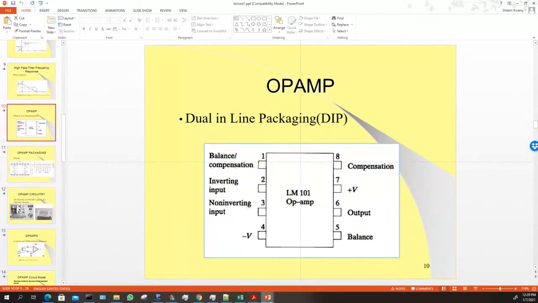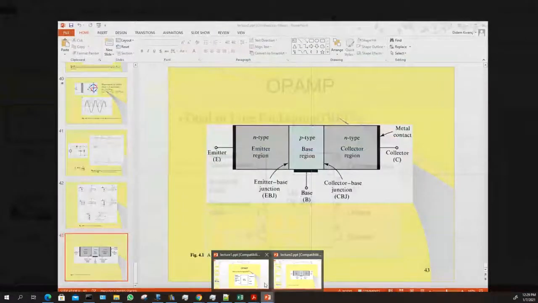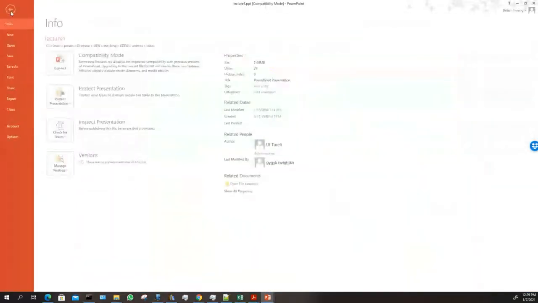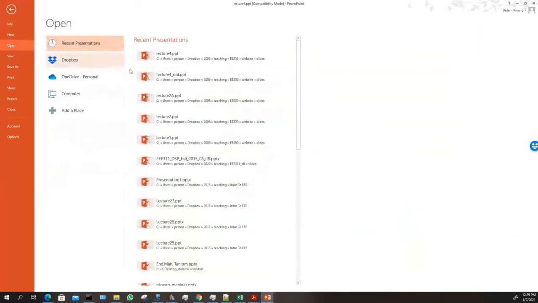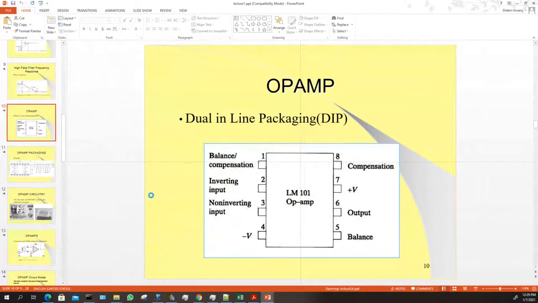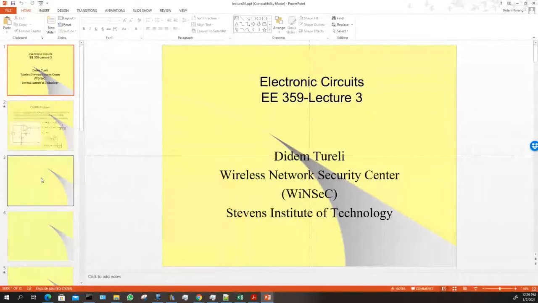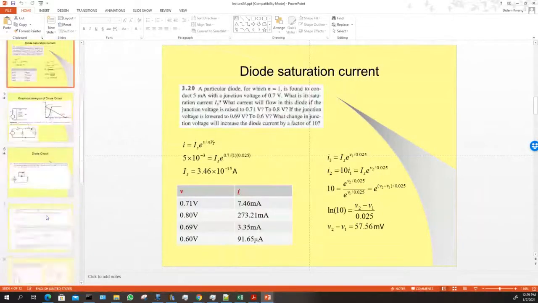Op-amps are actually huge circuits. Let me show you the inside of an op-amp. I had one in my other set of slides, I think. Lecture 2A. I don't know what this was or where I presented it, but okay.